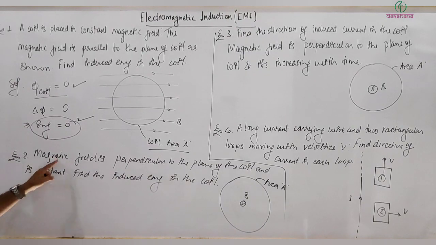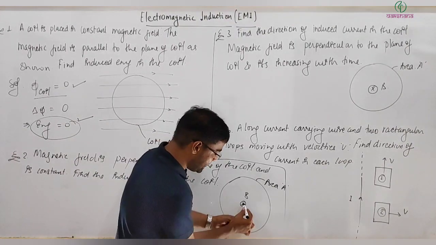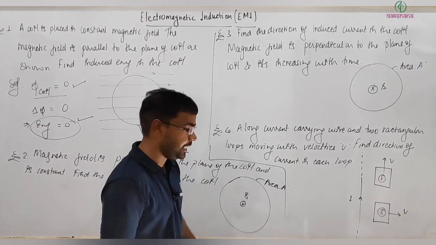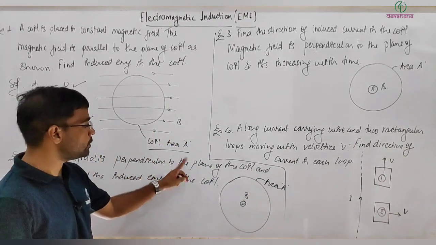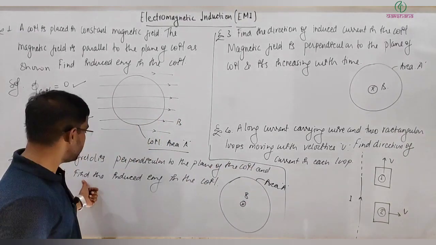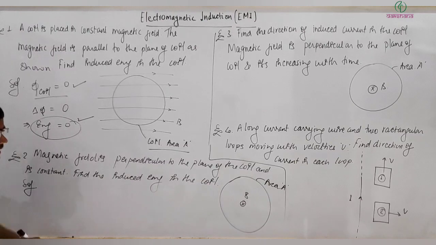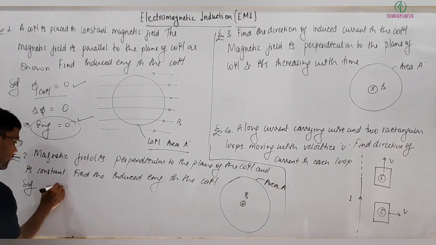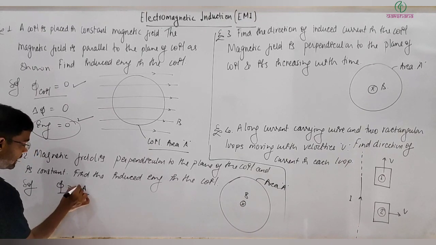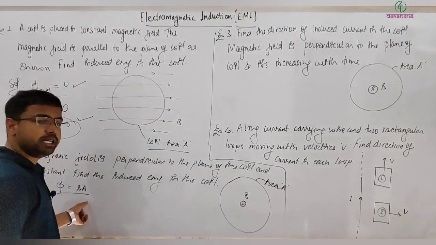Let's see the next example. A magnetic field is perpendicular to the plane of this coil. Here this cross means the magnetic field lines are going inward like this. And this is the coil, the area of the coil is A. So the magnetic field is perpendicular to the plane of the coil and constant. Then you are asked to find the induced EMF in the coil. Magnetic field is B, area is A, and they are perpendicular, so flux is equal to B into A, simple, because B and the area vector normal are in the same direction.